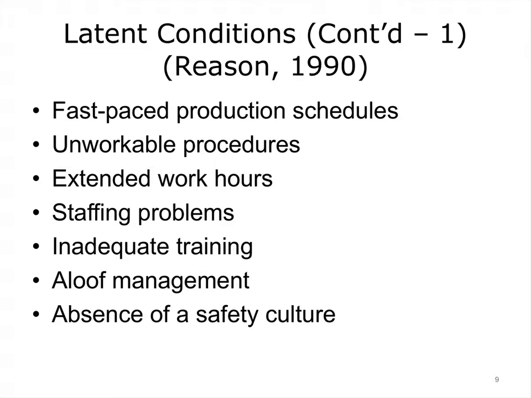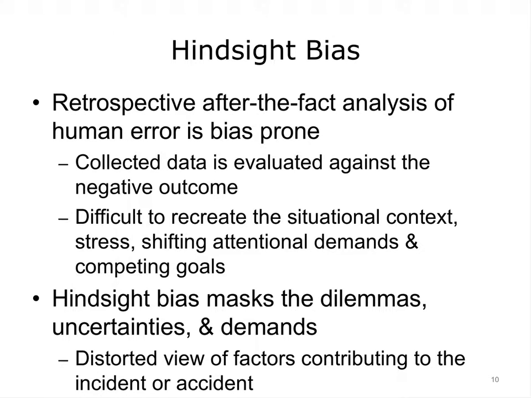Other latent conditions include fast-paced production schedules, such as in a company that needs to release software on a specific schedule. Unworkable procedures, extended work hours, staffing problems, and inadequate training are all examples of latent conditions. Another significant example is the absence of a safety culture in the workplace, a culture that emphasizes safe practices and the reporting of any conditions that are potentially dangerous. These conditions exist to some extent in every institution, but can manifest themselves when the situation is exposed to a stressor, such as an increase in the volume of work.